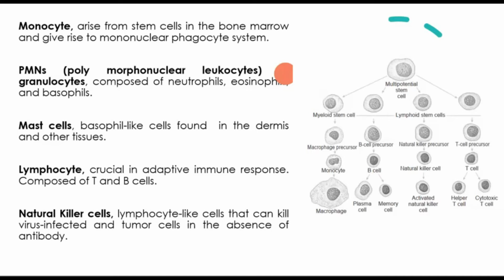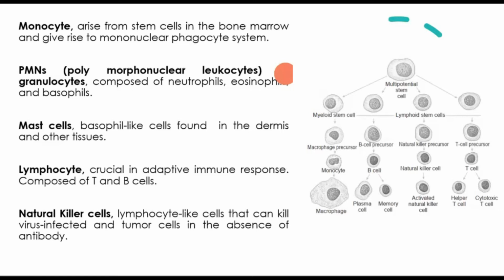And so lymphoid stem cells become natural killer precursors, and then natural killer cells, and then they become activated natural killer cells. And lastly, it becomes a T cell precursor, it becomes a T cell of course, and it becomes helper T cell and cytotoxic T cell. So that is the lineage of some cells active in immune response.